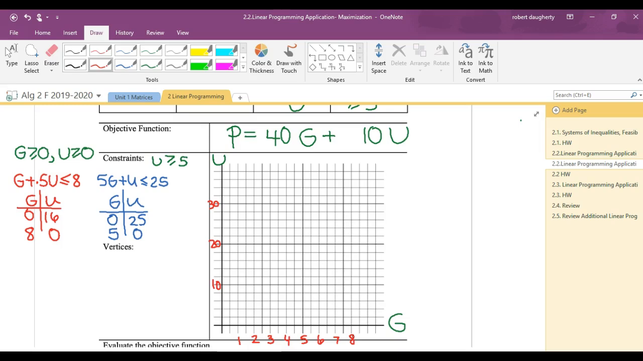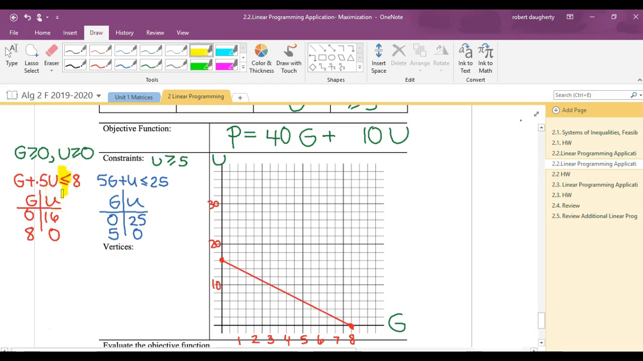So 0, 16. Okay, so if this is 10, each of those is 2. So 0, 16, and 8, 0, which is right here, and connect those two dots. Okay, that's pretty good. I will be shading below that line.